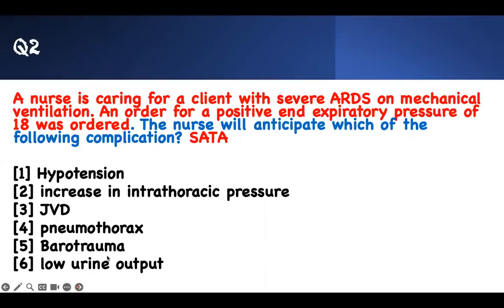Second question, select or apply. A nurse is caring for a client with severe ARDS on mechanical ventilation. An order for a positive end expiratory pressure of 18 was ordered. The nurse will anticipate which of the following complications? Well, you know the buzzwords, look for them. Hypotension, increase in intrathoracic pressure, JVD, pneumothorax, barotrauma, and low urine output. What do you think? Choose those that you're really confident about and answer the question.